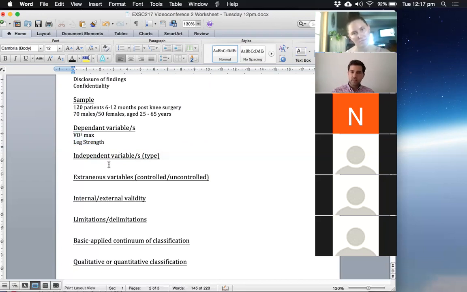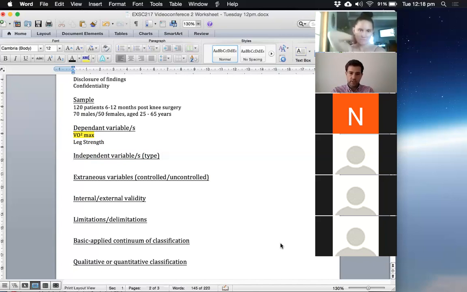Independent variables. An independent variable is anything that we can compare our data across. Let's say we're looking at VO2 max. What could we break our participants into groups on and then compare that across? Some examples of independent variables we might introduce to this research.